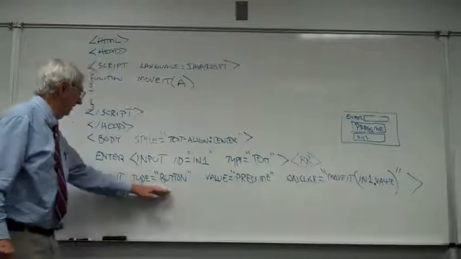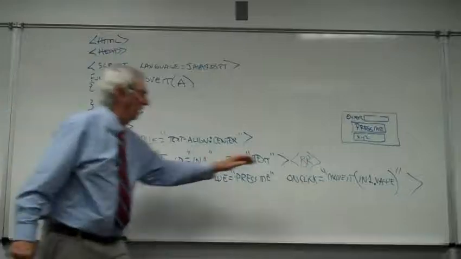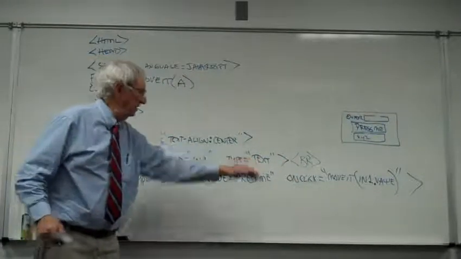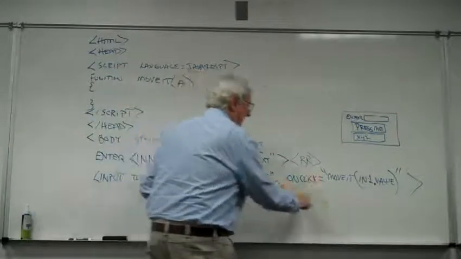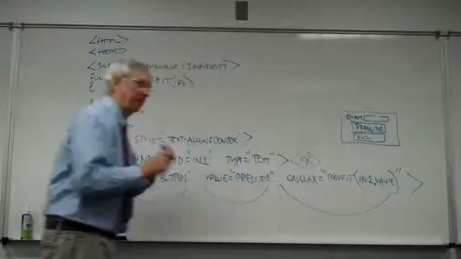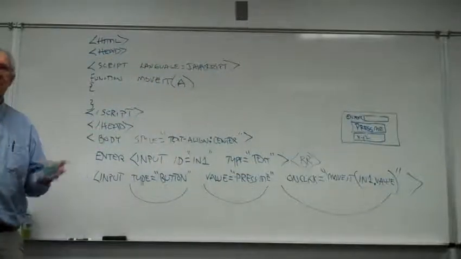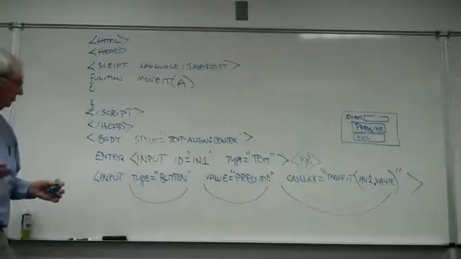So I could put type equals button over here and value equals press me over here, or onclick, move it over here. You can move them all around as long as you have space between them, because this is one thing, this is a different thing, this is a different thing. As long as these are separated by space, you can put them in any order you want. You get familiar with it and you'll probably do it the same way every time when you get used to it.